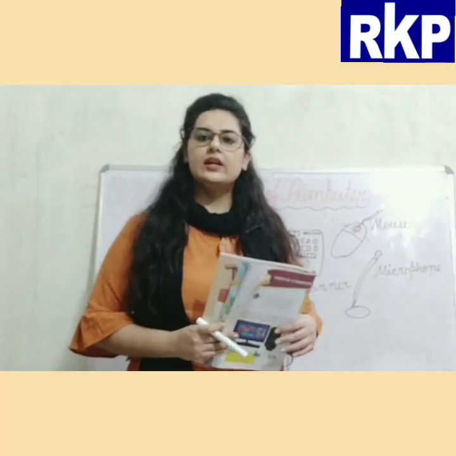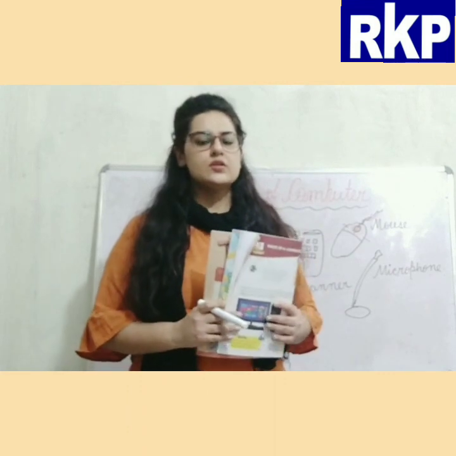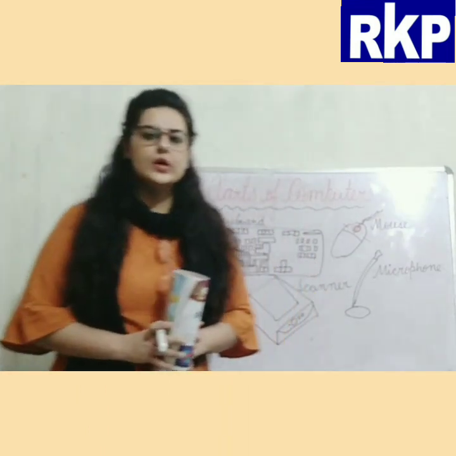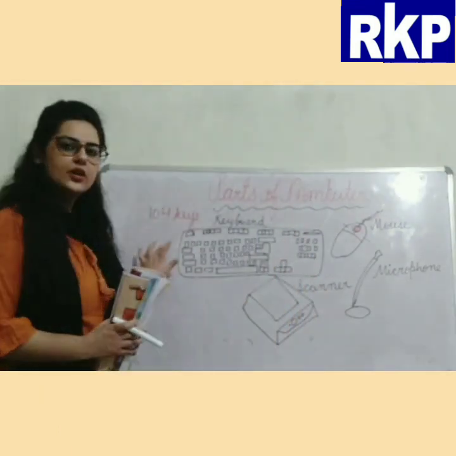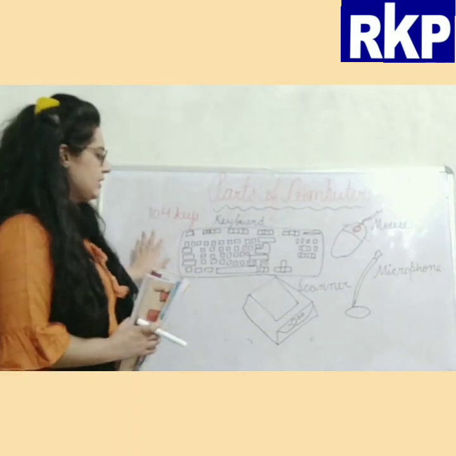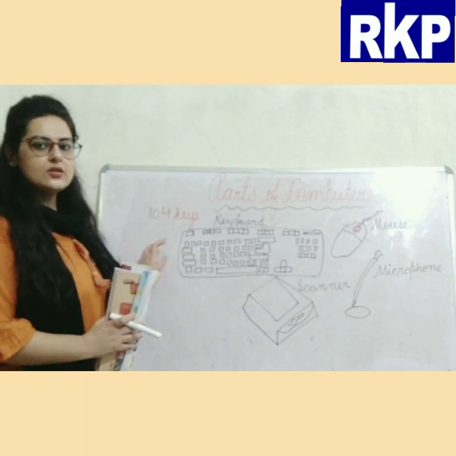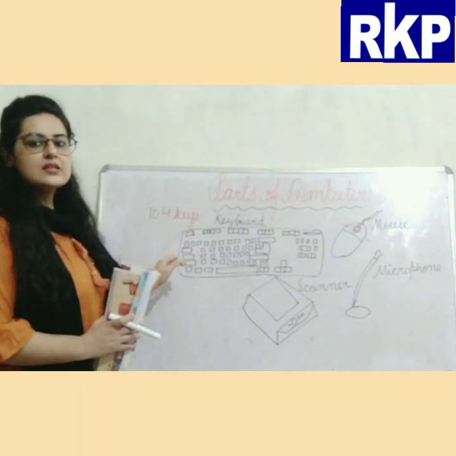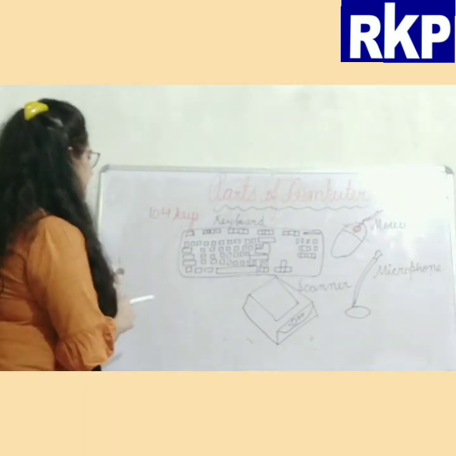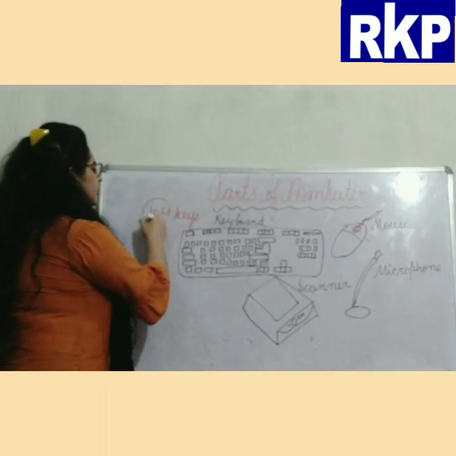Now let's quickly revise the uses of input devices. So the first input device was keyboard. Now what does a keyboard do? Yes, it helps us to type alphabets and numbers on the computer. And how many keys are there on the keyboard? Yes, 104 keys are there on the keyboard.